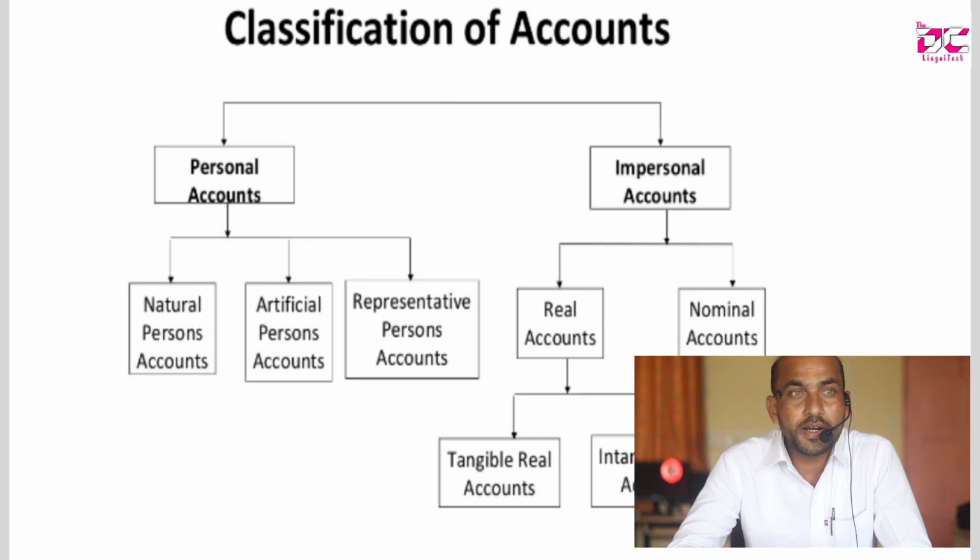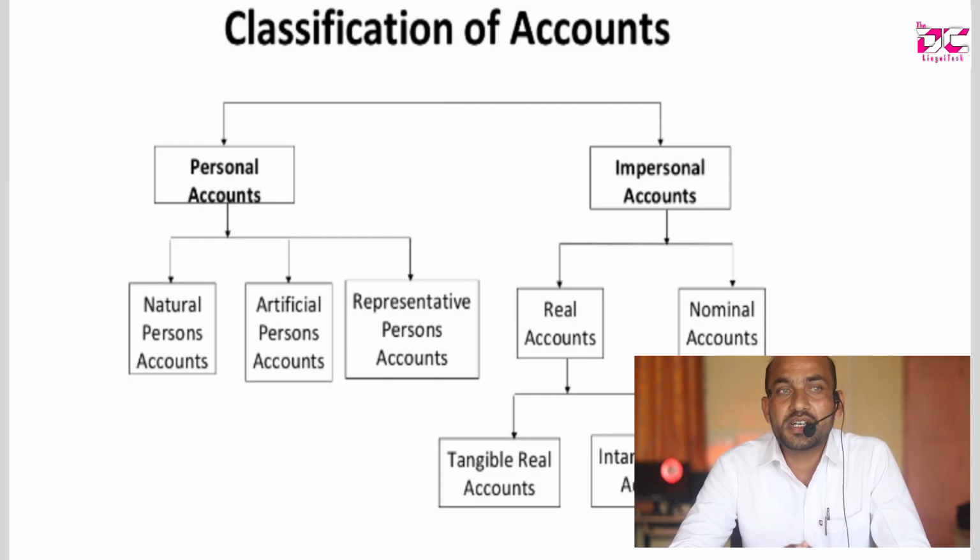Classification. So, different types of accounting classification. The account is classified in two manners, that is a personal account and impersonal account. In the personal account, natural person, artificial person and representative person, these are the three heads under the personal account. Means personal accounts are categorized in three factors: one is natural person, artificial person and representative person.